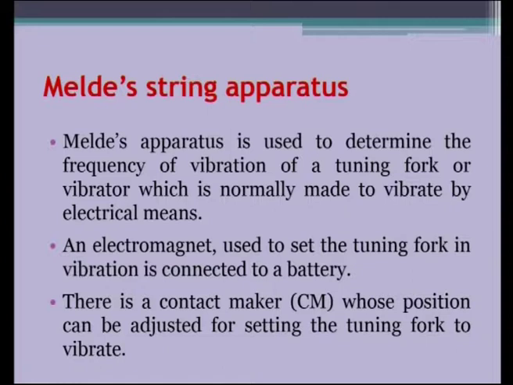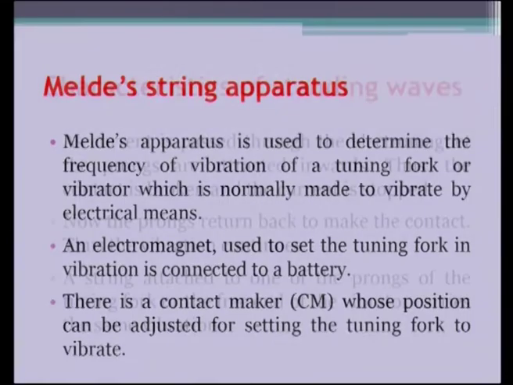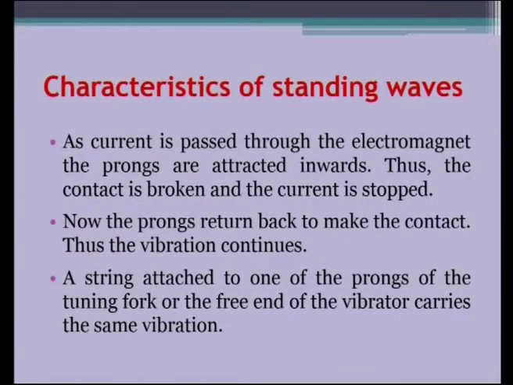An electromagnet is used to set the tuning fork in vibration, and it is connected to a battery. There is a contact maker, marked as CM in the diagram, whose position can be adjusted for setting the tuning fork to vibrate. As current is passed through the electromagnet, the prongs are attracted inwards. Thus, the contact is broken and the current is stopped. Now, the prongs return back to make the contact, thus the vibration continues.